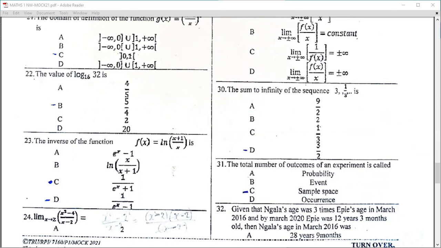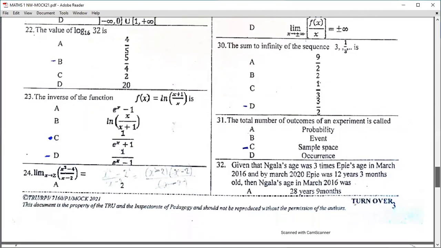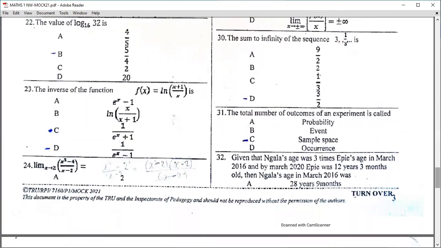Question 31. The total number of outcomes of an experiment is called... all right, so that's what we have, right? It's called the sample space. The sample space is the sum total of all the outcomes of an experiment.